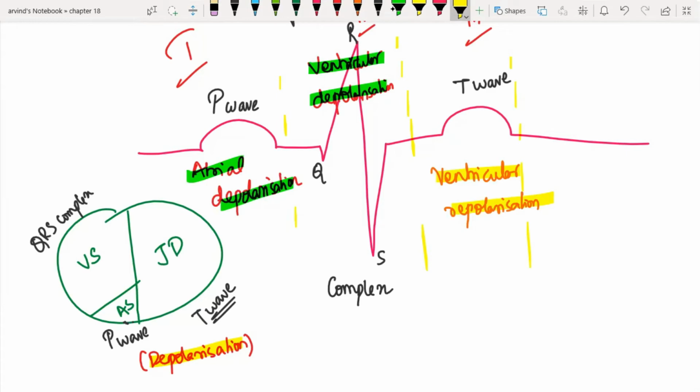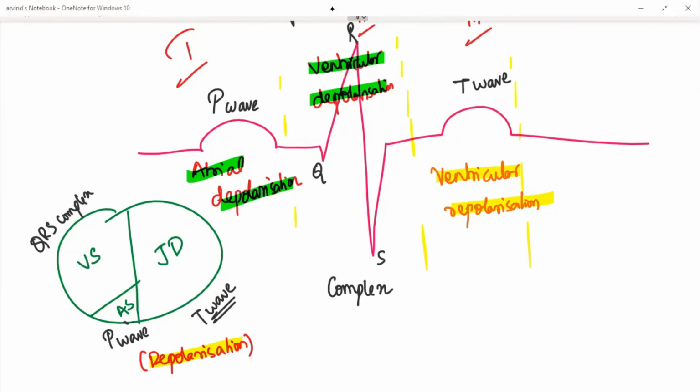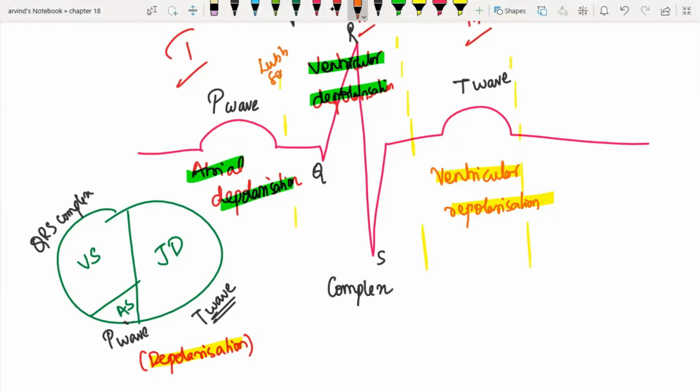Now, when will each of the heart sounds be heard? Atrial depolarization is the P wave. And you all know, following the atrial systole, there is closure of AV valves. It is both tricuspid and bicuspid. Hence there is the lub sound. So the lub sound can usually be heard after the P wave or at the end of the P wave. And at the end of the QRS complex, I'll be able to hear the dub sound.